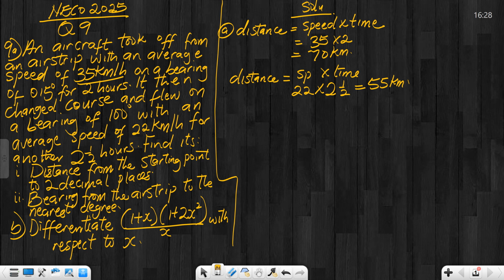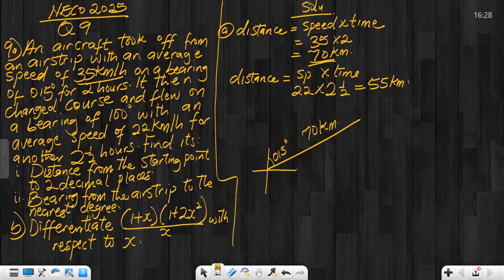The question says, an aircraft took off from an airstrip with an average speed of this on a bearing of 015 degrees. So if here is the starting point, at 015 degrees, we move like this. So from here to here is 015 degrees, at a distance of what? 70 kilometers.